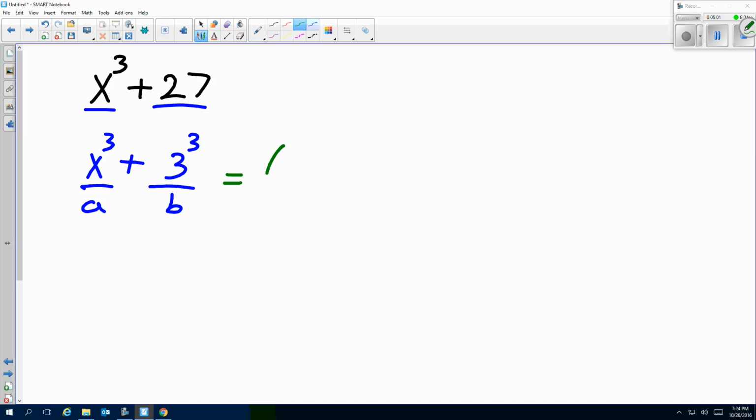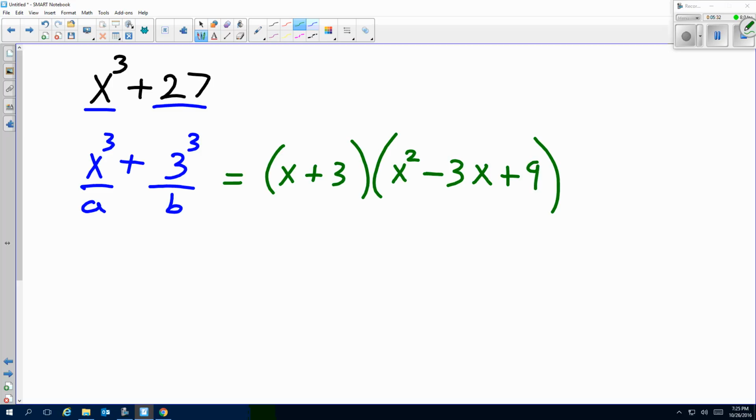Hopefully you guys said this factors into two pieces. We're going to write A, same sign, B. So in this case, x, same sign is plus B, which is 3. And then we're going to write A squared, or x squared, opposite sign, then A times B. In this case, 3 times x, then always positive B squared. Well, 3 squared is 9.